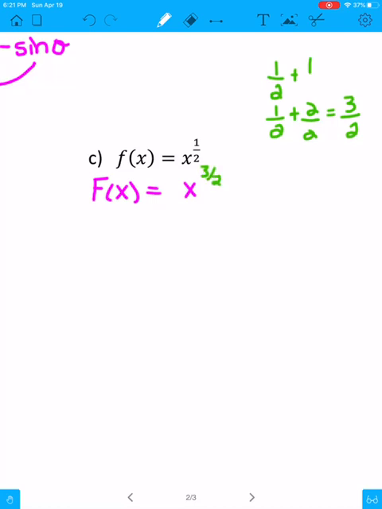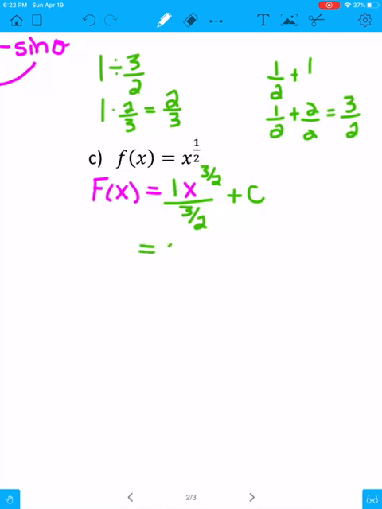And then what did I tell you to do? I told you to divide by that. Well, when I divide by 3 over 2, it's the same as multiplying by 2 over 3, right? So if I have 1 divided by 3 over 2, I'm actually going 1 times 2 over 3. So I get 2 over 3. And what do I have to do at the back? I have to add c, always, because I don't know if there was a constant before. So now I'm going to get equal to 2 over 3, because 1 divided by 3 over 2 is 2 over 3, x to the 3 over 2 plus c.